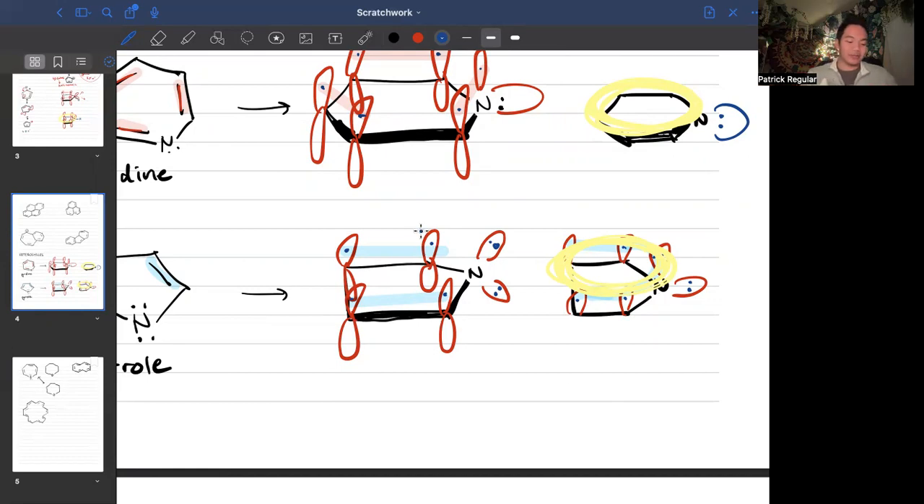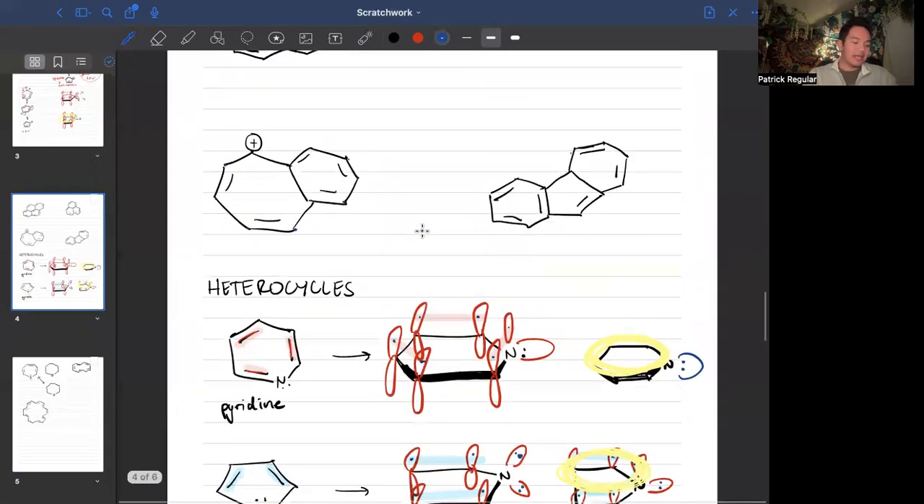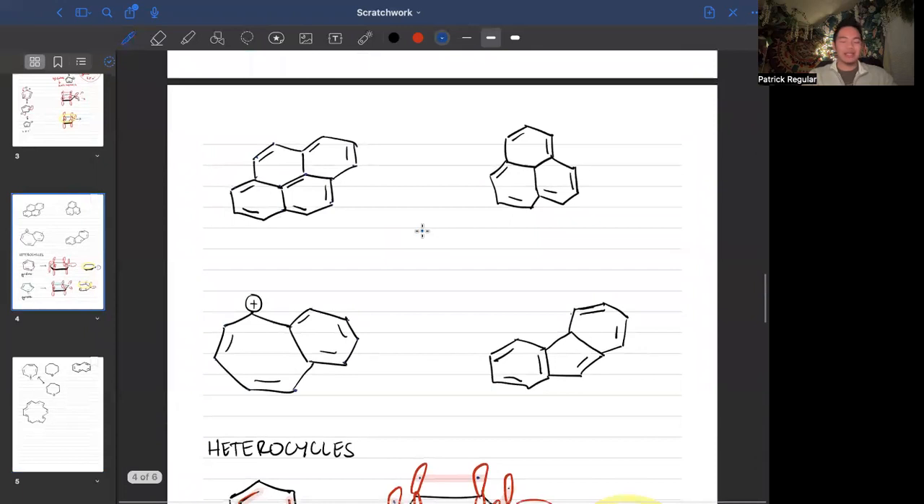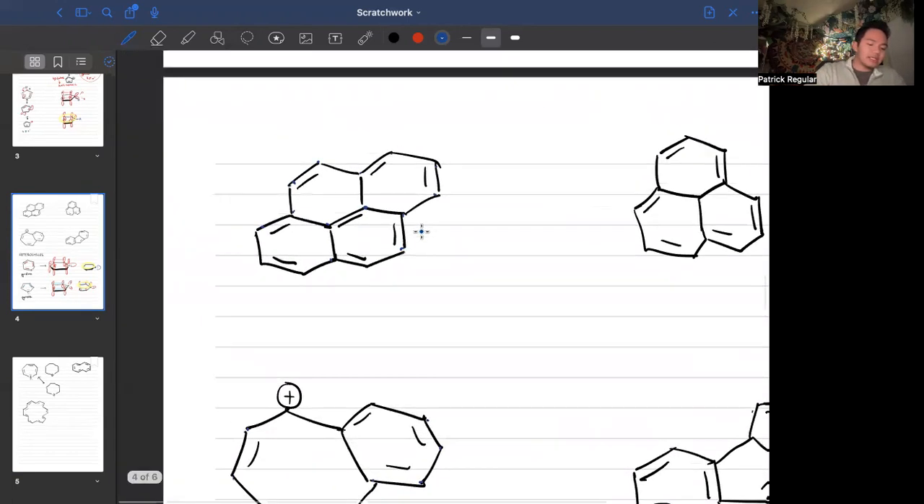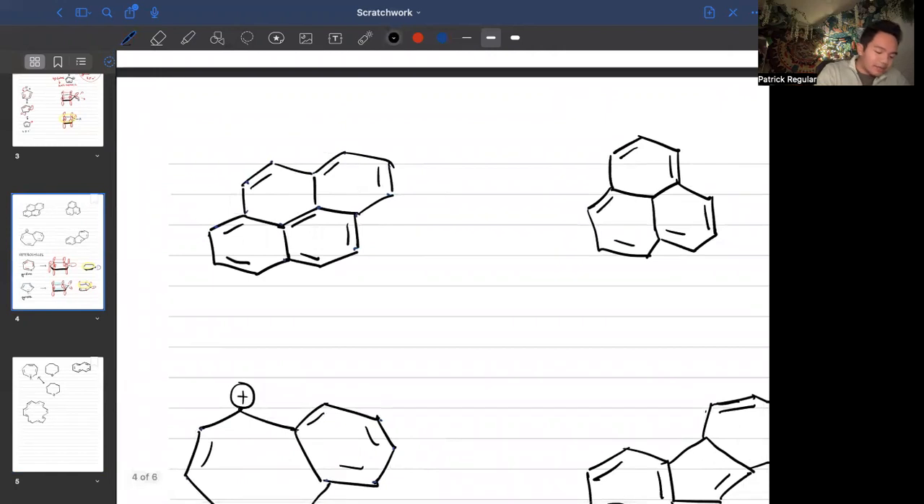All right, so that's it on heterocycles. Now let's go into some examples. Some of these are a little bit niche. I pulled some of them from prior tests, and some just from various notes or from office hours from last year. So this compound on the top left is pyrene. This is one of the aromatic compounds you do have to memorize.